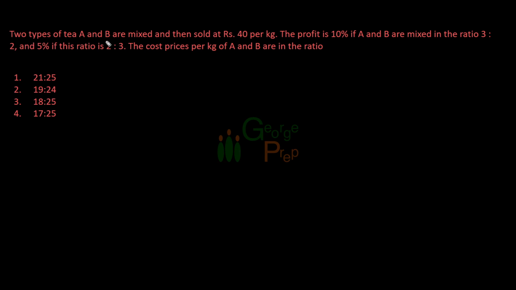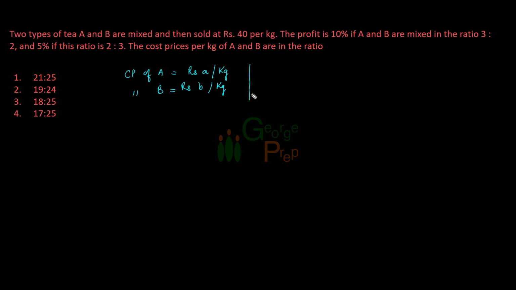Two types of tea, A and B, are mixed and then sold at rupees 40 per kg. The profit is 10% if A and B are mixed in the ratio 3:2 and 5% if this ratio is 2:3. The cost price per kg of A and B are in the ratio? So let me just assume that the cost price of A is rupees A per kg and cost price of B is rupees B per kg.